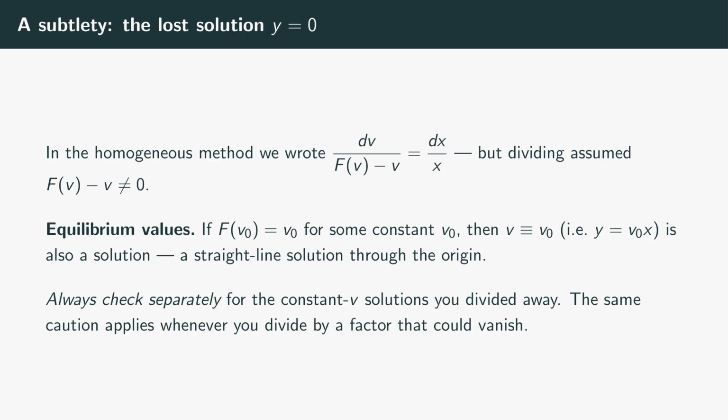So whenever you separate by dividing, pause and ask what constant values you divided by, and check each one as a possible solution in its own right. This is the same caution you met with separable equations. Divide and you can drop the equilibrium solutions. Find them separately and report them alongside the general solution.